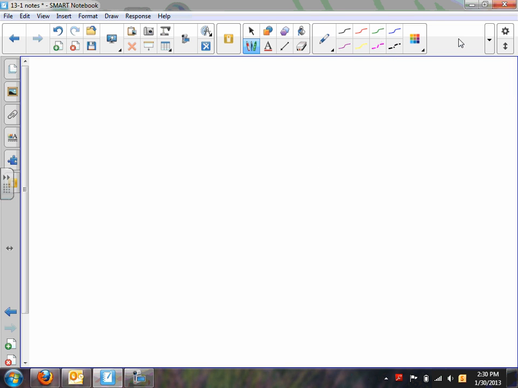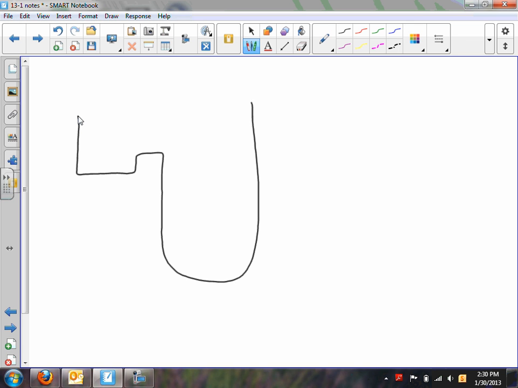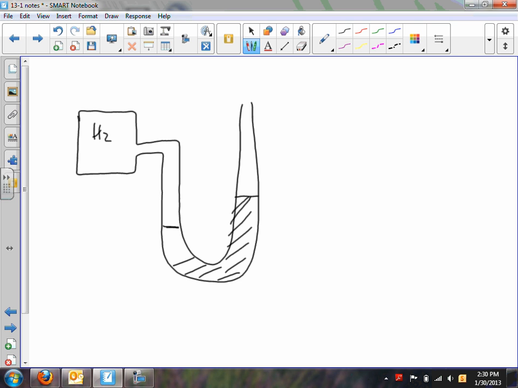Let's try another example of a manometer problem. Here's my gas hooked up to a U-tube manometer. And let's say this container of gas is full of hydrogen gas. And the manometer looks like this. This is all full of mercury in there. And the right end is open to the atmosphere.